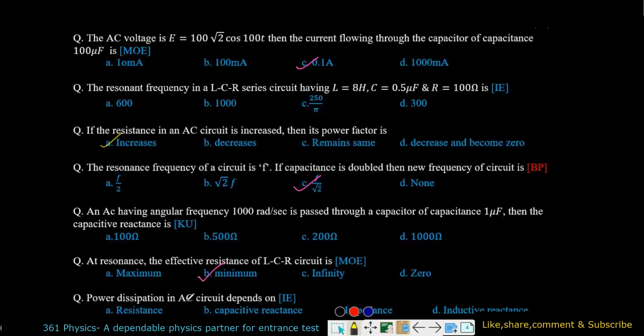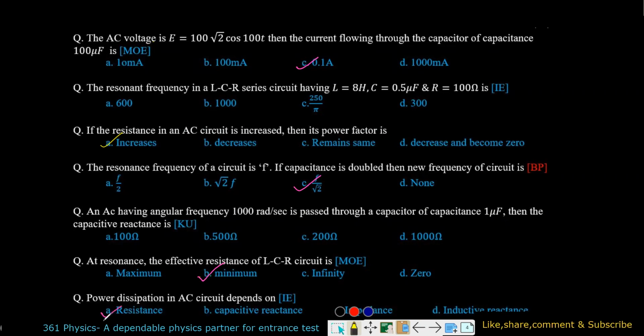Minimum चाहिँ हुन्छ, 0 चाहिँ हुँदैन. The power dissipated in AC circuit depends on. केमा depend गर्छ त? Resistance, capacitive reactance, inductance, impedance and inductive reactance. So यो सबै यहाँ राखेको छ यस्तो खालको है. सबभन्दा इम्पोर्टेन्ट कुरा, power dissipation in AC circuit will depend upon resistance.